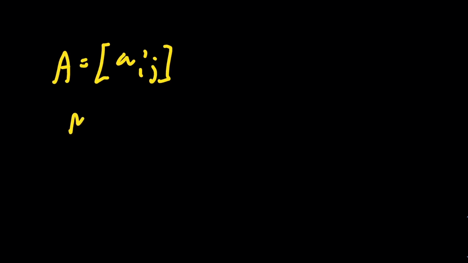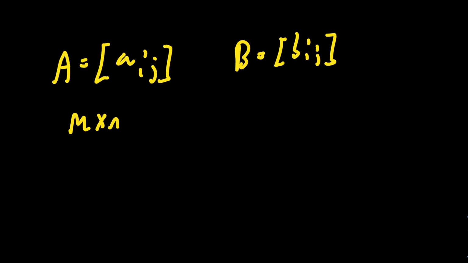So, let's cover the fundamentals. We know that A is equal to, well, let's just say A is equal to the matrix a sub ij, where the matrix is an m by n matrix, and we have the matrix B, which is the matrix b sub ij, where this matrix is an n by p matrix.